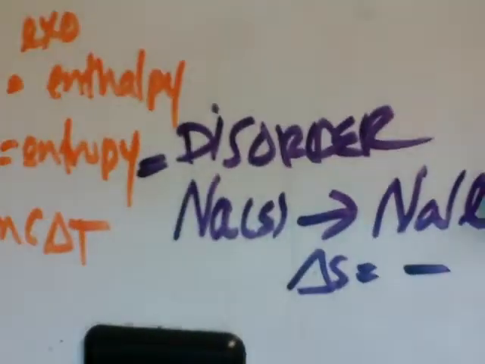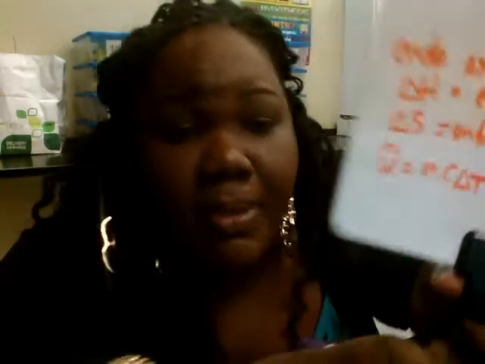So we use entropy and enthalpy to be able to tell whether a reaction is spontaneous. If it's going toward disorder and if it's releasing heat, it's pretty much going to be spontaneous. Some things just happen.